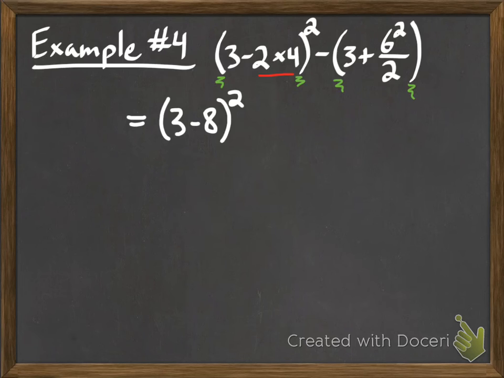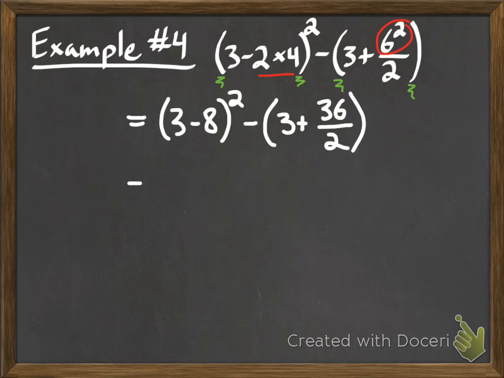Now in our second set of brackets, first thing we're going to do is our exponent. So what is 6 squared? 6 squared is going to give us 36. So we can re-simplify this and have inside the second set of brackets 3 plus 36 over 2. Now going back to our left set of brackets, what do we have here? Inside the brackets we have subtraction. So we're going to take 3 minus 8, which gives us negative 5, and that's going to be all squared.